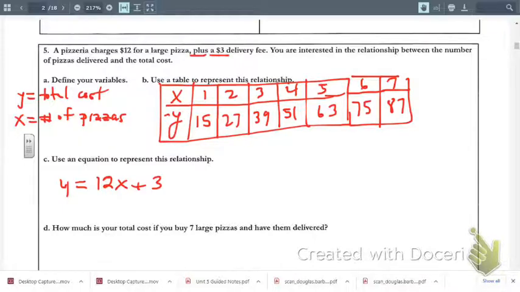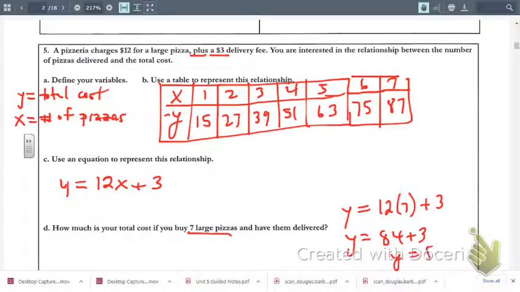Now let's solve the equation, just to confirm. So 7 large pizzas, we want to know what the total cost would be. So we're going to substitute 7 in for x. So 12 times 7 plus 3. So y equals 12 times 7 is going to give us 84 plus 3. So y equals 87. So $87.